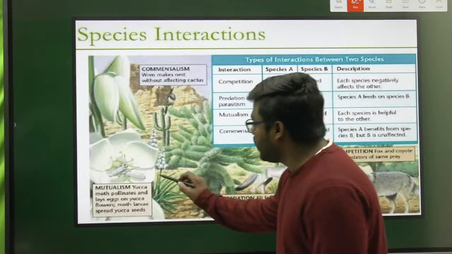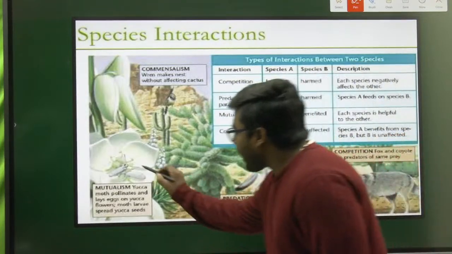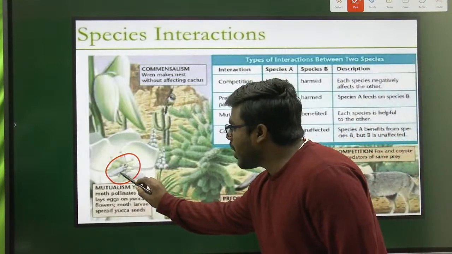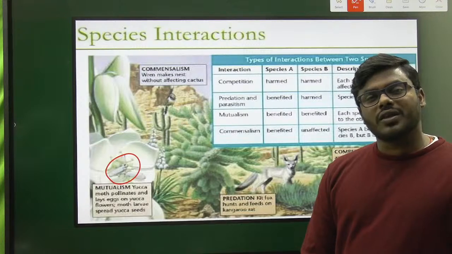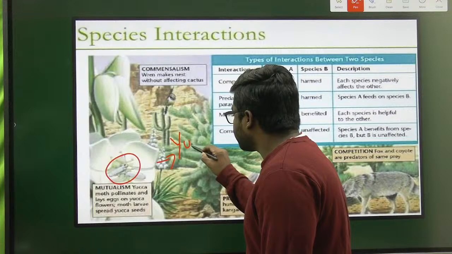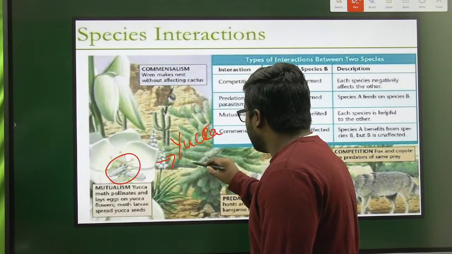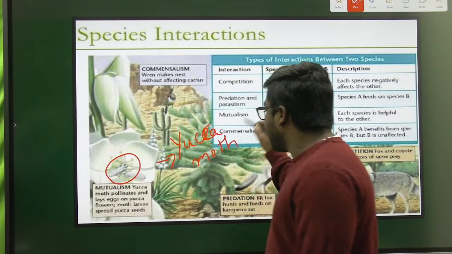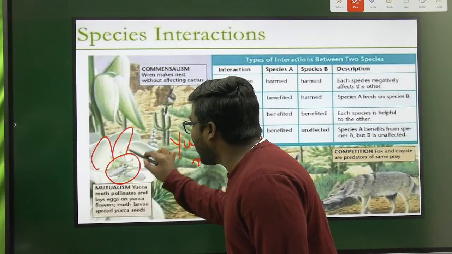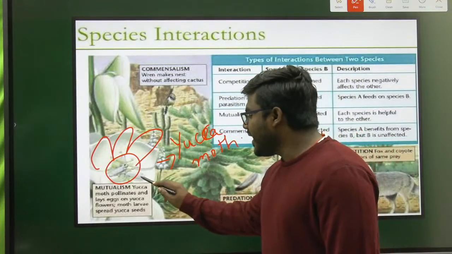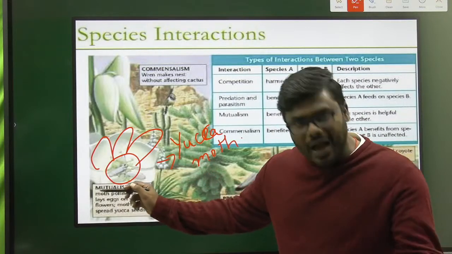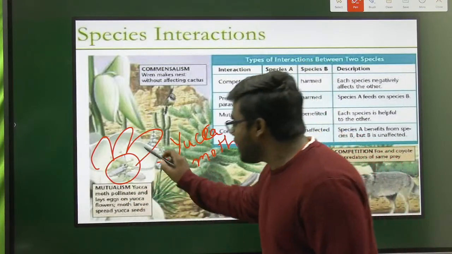Look into the diagram very carefully. You are able to see a moth here. What this particular moth is doing, all of you listen. The yucca moth pollinates the flower and lays its eggs on the yucca flower.